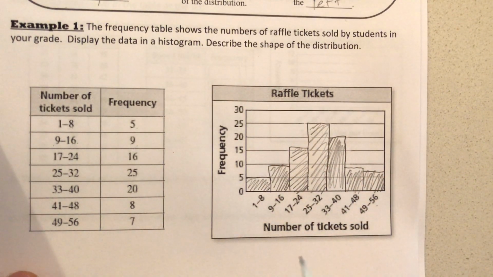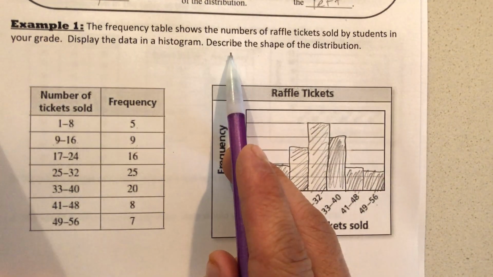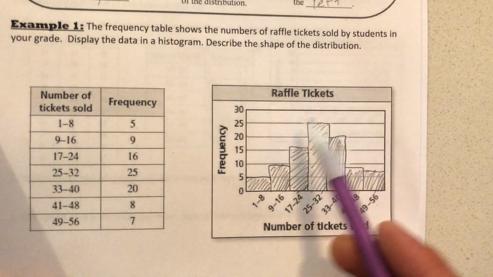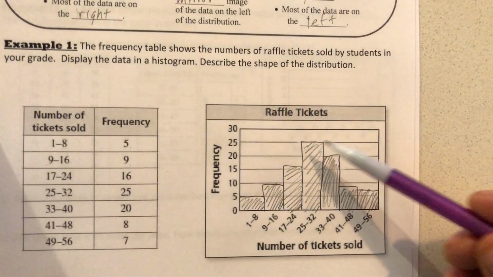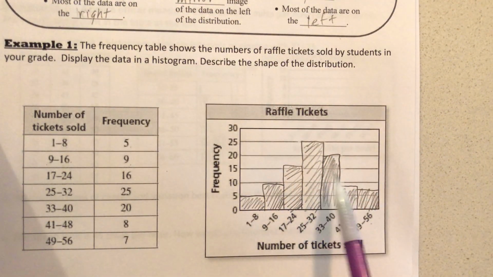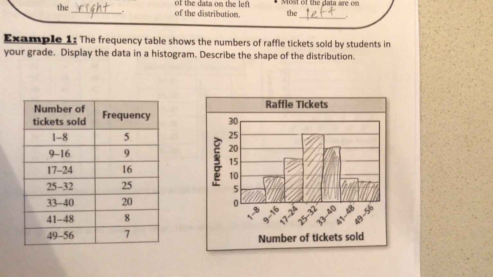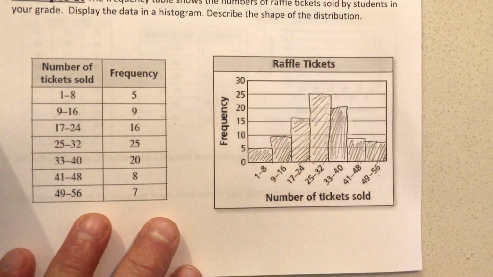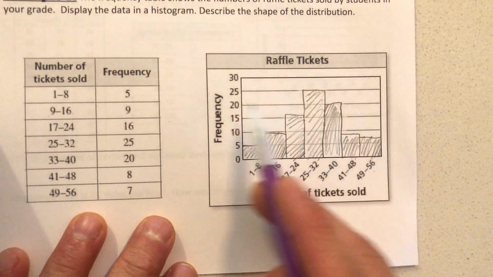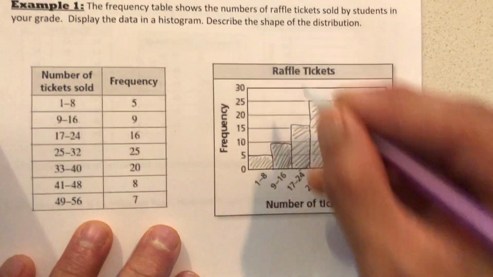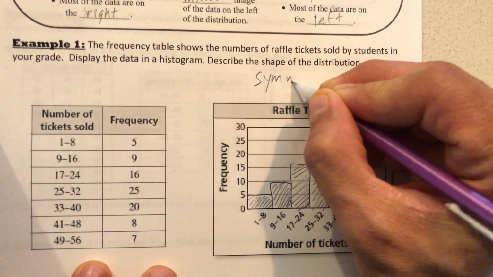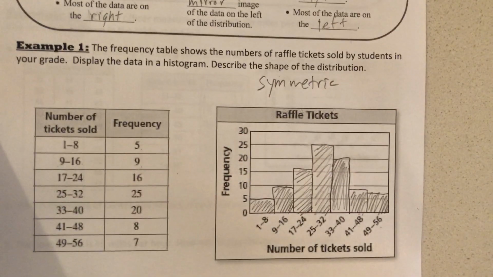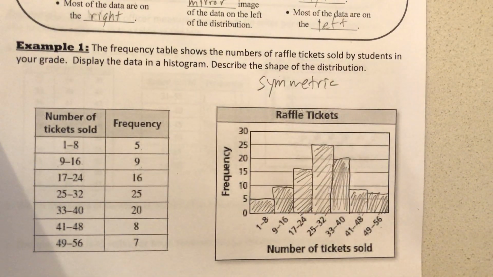And then they want us to describe the shape. So now it's not perfectly symmetric like up here, but it's pretty close. The tallest is in the middle, and the left and the right are approximately the same size as each other. It's not dramatically skewed one way or the other. So when they say describe the shape, we would say this is symmetric. That's a histogram.